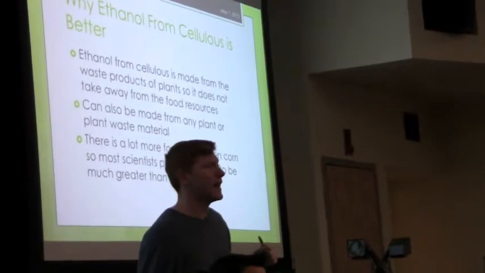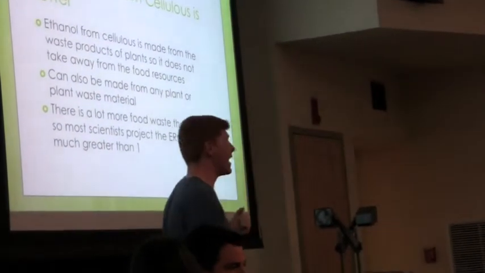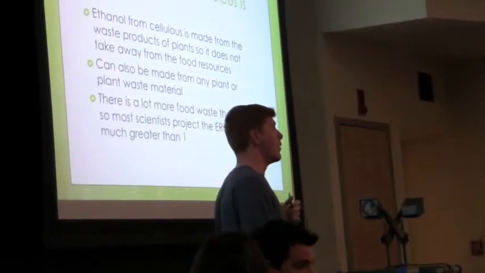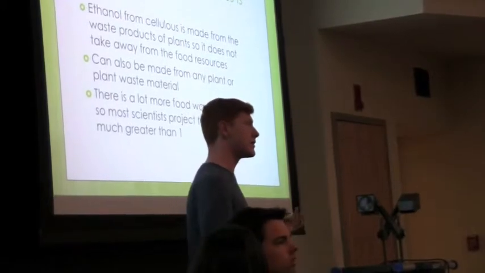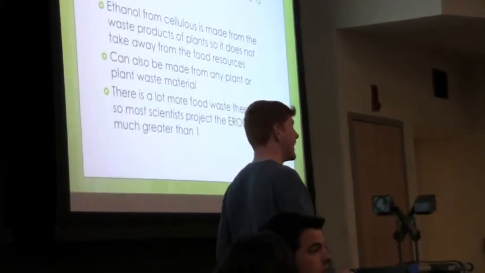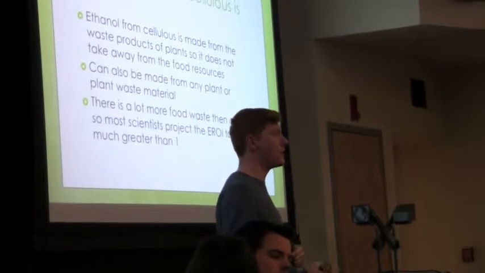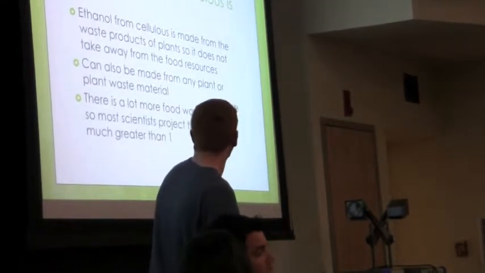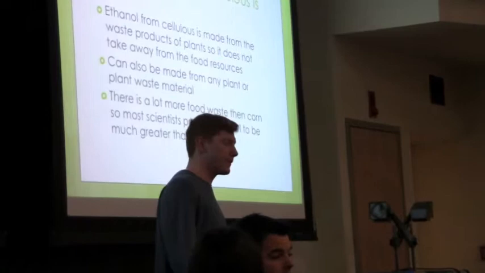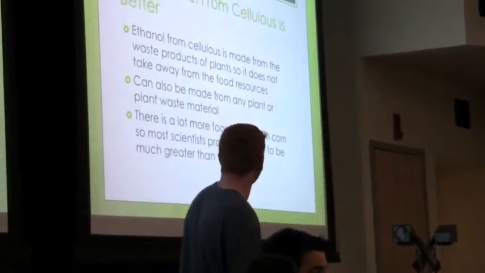So why is ethanol from cellulose better than corn ethanol? Ethanol from cellulose is made from the byproducts of the plant that normally go to waste. So with corn, you would use the stalks of the corn. It can also be made from wood chips. They have another thing called switchgrass, which is specifically grown for ethanol like this. Because there's a lot more waste product from plants, the EROI will be much greater than 1.